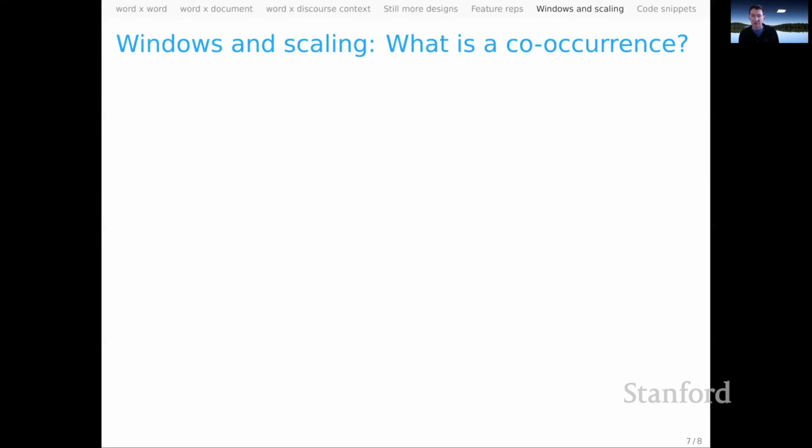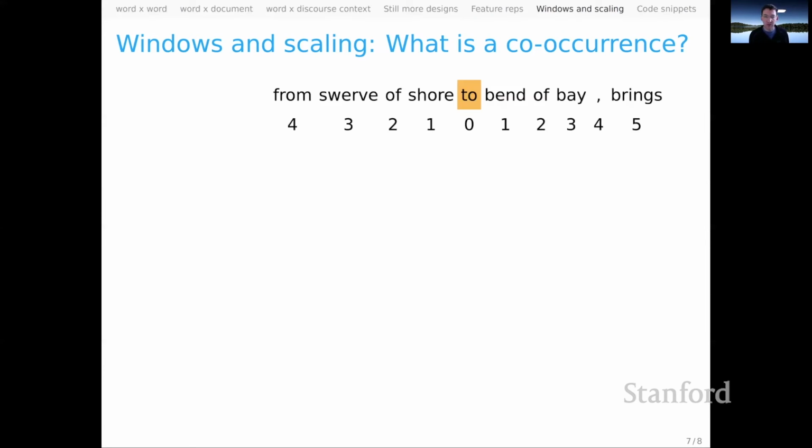A final technical point, a question that you should ask that's kind of separate from your particular matrix design: what is going to count as co-occurrence? So I think there are at least 2 design choices that are really important when answering this question. To illustrate them, let's use this small example. I have this text, "from swerve of shore to bend of bay, comma, brings." And imagine that our focus word at our particular point of analysis is this token of the word "to." And these indices here indicate, going left and right, the distance by counts from that particular focus word.